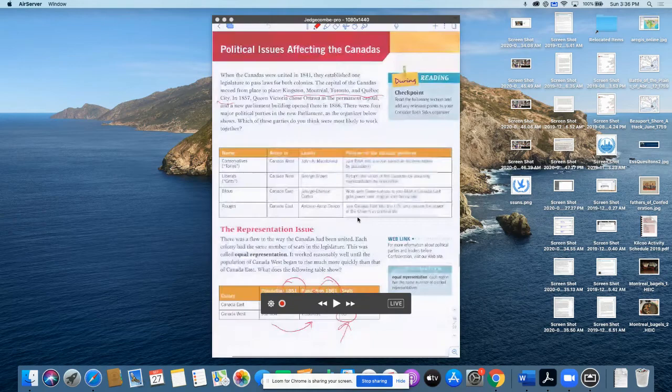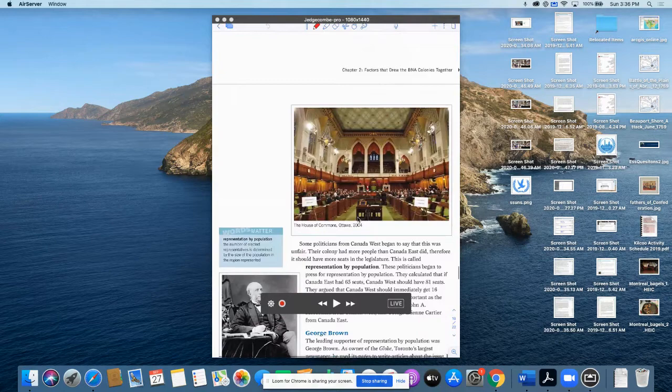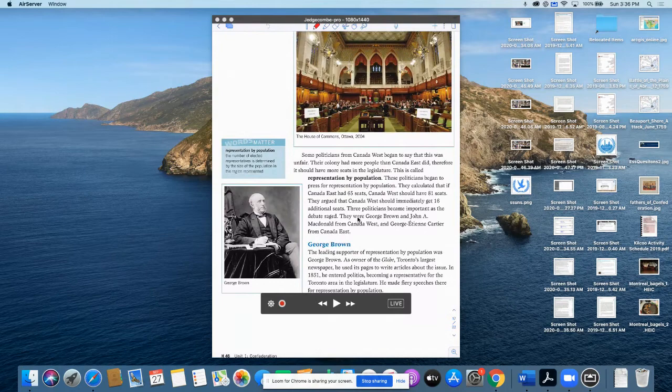So representation by population, basically what that means is the more people you have, the more voters you have, the more representatives you're going to get in your government. And you're going to learn about these three politicians, George Brown, John A. Macdonald, and George Etienne Cartier, in the next couple of lessons. They had some big arguments, and one of the big issues they were talking about was representation by population. So stay tuned for that, and we'll learn more about what exactly happened with all this going on.